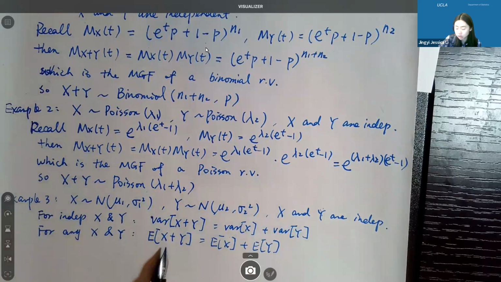This is just because we could put expectation inside each term, inside the sum. This is just by the definition of expectation. If you think about it as a sum or as an integration, we will have this.